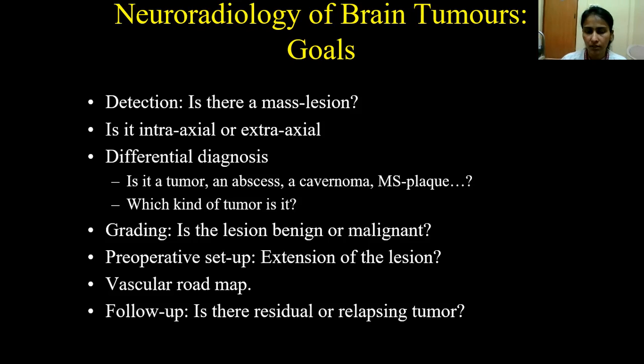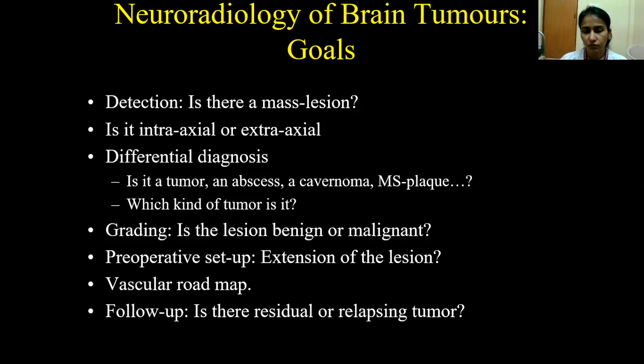Is it a tumor? Is it an abscess? Is it a cavernoma? Or is it a multiple sclerosis plaque? What kind of tumor is it? Because tumors are differentiated into different types based on their pathology. For example, gliomas, and gliomas are further subdivided into different types based on different types of cells. For example, schwannomas, oligodendrocytes. So we have to classify those tumors, and first of all we have to identify if it is a tumor at all or not.